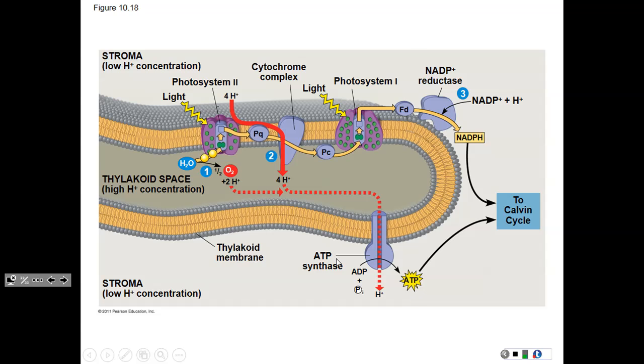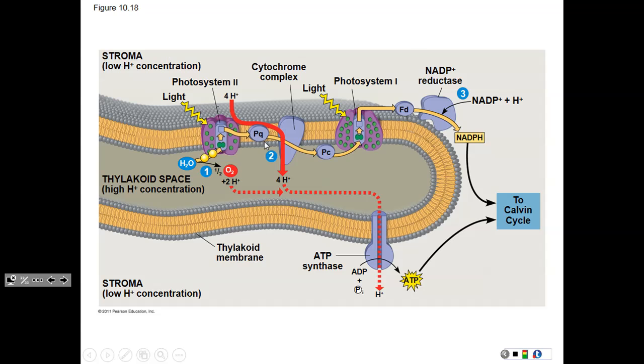But it's the same deal. We let protons go through. As they pass through to go down that concentration gradient, ATPs are being made. So here's a graphic that shows you what I had told you in the earlier slide. You set up a proton gradient, and you use that proton gradient to make ATPs.